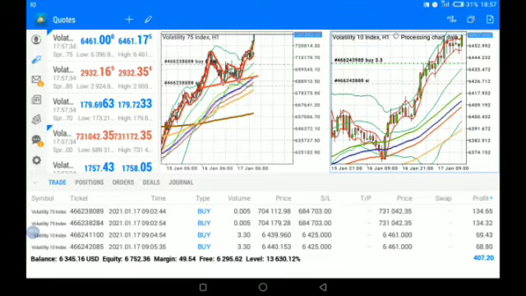Right, so these are the trades I'm running for today. I'm sure you can actually see them and see how they are going.